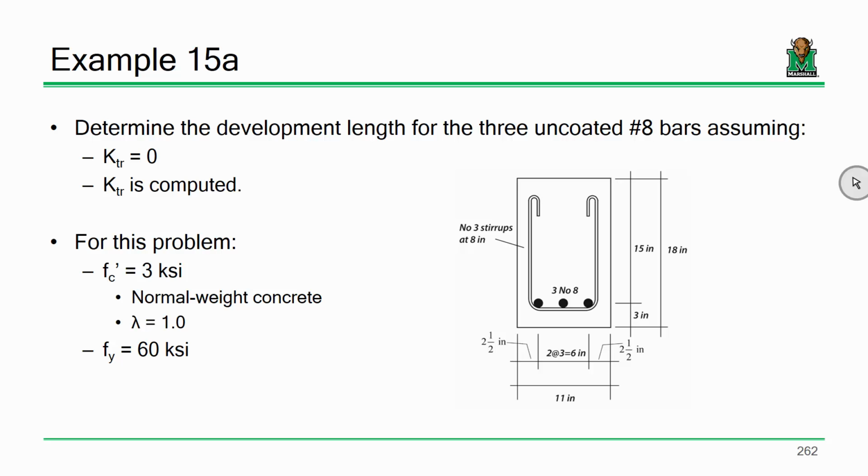Okay, now we've got normal weight concrete of 3 KSI, so our lambda value is 1. We've got FY of 60 KSI, and let's take a little bit of time and make sure we understand what's going on in this beam. Okay, so we've got a rectangular beam. We've got number 3 stirrups at 8 inches, right? So let's see. We've got our cover distances down here, both horizontally and vertically. We've got our depths and what have you. So this should be a fairly straightforward calc.